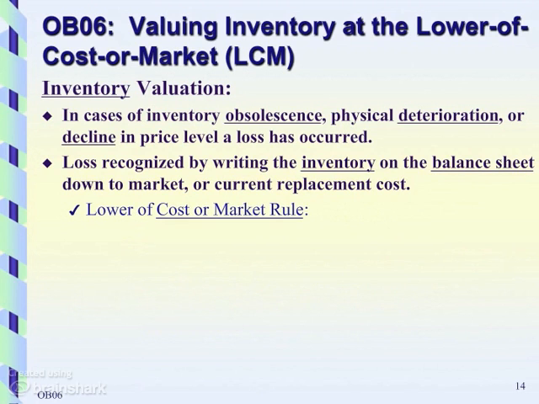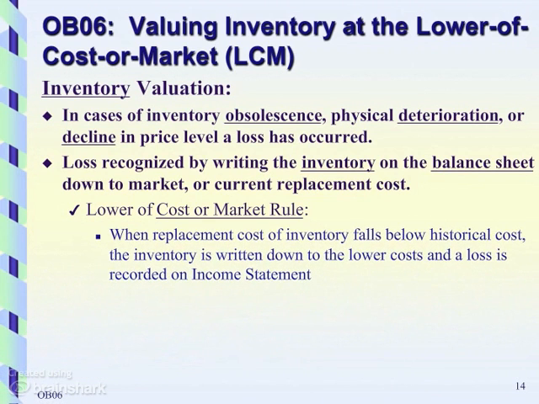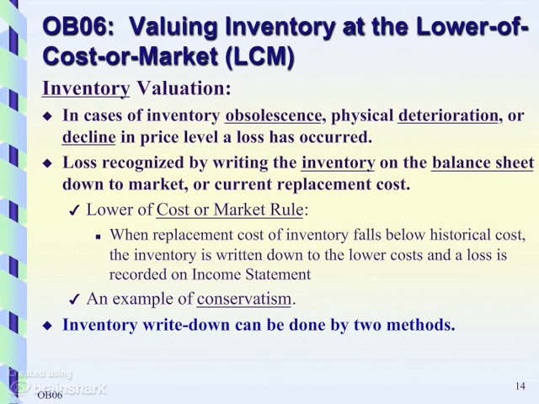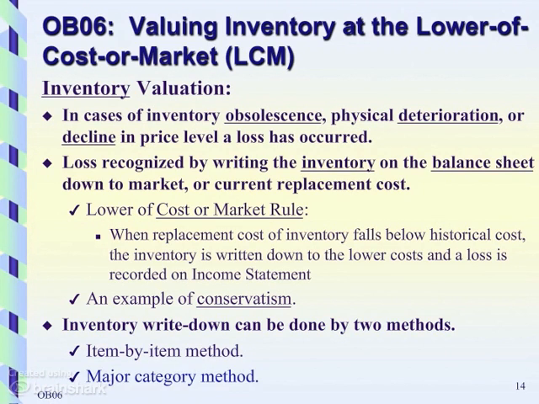This loss must be recognized by writing the inventory down to the market or current replacement cost value. The lower of cost or market rule is applied when replacement cost of inventory falls below historical cost. Then the inventory is written down to the lower cost and a loss is recorded on the income statement. This follows the rule of conservatism. An inventory write-down can be done in one of two methods: the item-by-item method or the major category method.